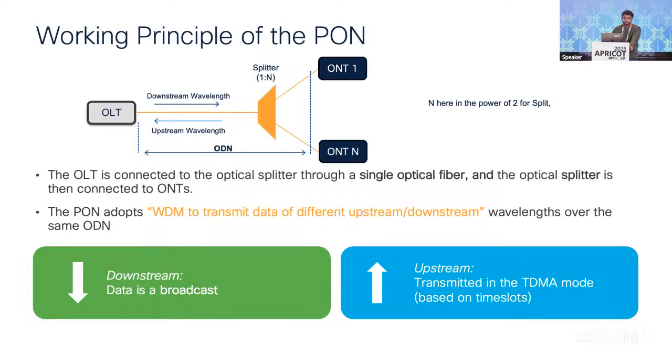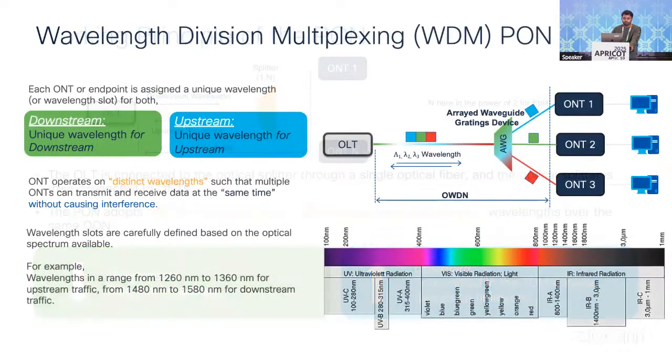In this case, the downstream direction is always a broadcast, and the upstream direction is going to be a TDMA mode, or time-slot based mode. Let's look at how WDM first of all works, and then we will move into the upstream and the downstream data transmission over these networks.